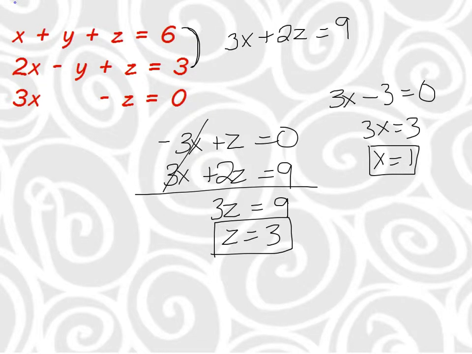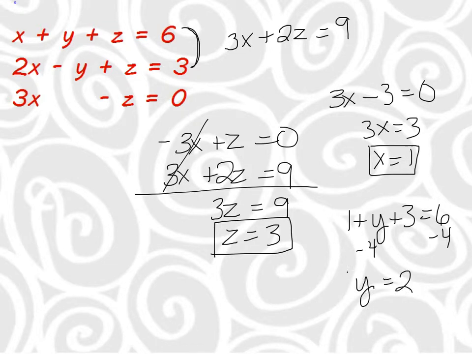And then the last one we have to find is y, and I can plug it back into the top equation or the second equation. The top one looks pretty easy. Let's just do that. You'd have 1 plus y plus 3 equals 6. So that ends up with a 4 on the left side when you combine those like terms. So y would equal 2.